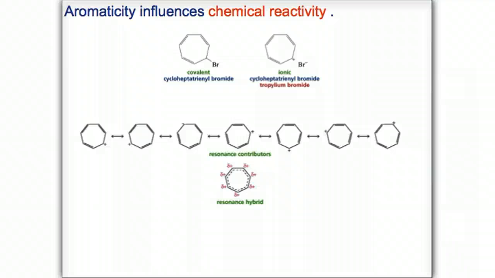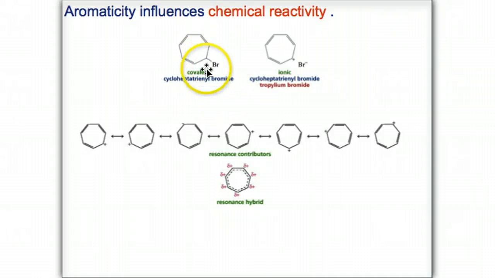Aromaticity influences chemical reactivity, as you can see in the slide. This is another example of the influence of aromaticity. In general terms, alkyl halides tend to be nonpolar covalent compounds, so they are soluble in nonpolar solvents and insoluble in water. However, cycloheptatrienyl bromide is an alkyl halide that behaves like an ionic compound. It's insoluble in nonpolar solvents but soluble in water. Here it is displayed on the left.